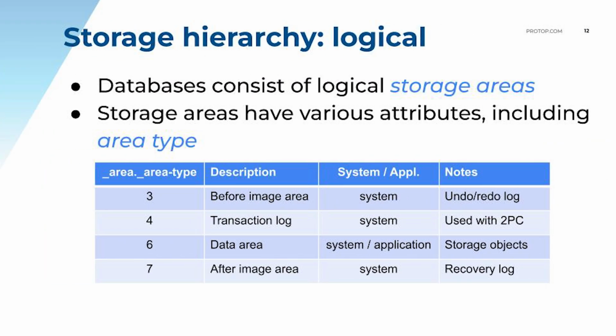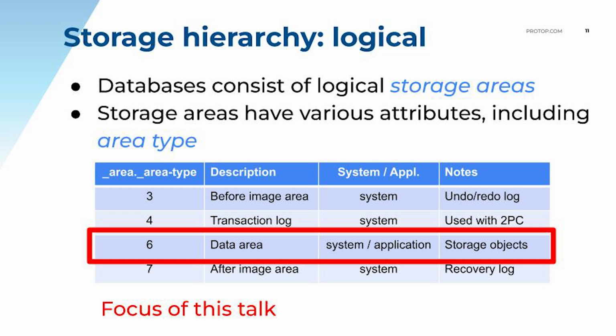Type 7 is the after image areas, so that's the recovery log for the database, and everything else is what I call a data area. That's not an official name, that's what I call them. It's not a great name, but I can't think of a better one. And these are the areas that either do contain or could contain storage objects, that is, the physical storage of tables, indexes, and logs. And it's these areas that are going to be the focus of this talk.